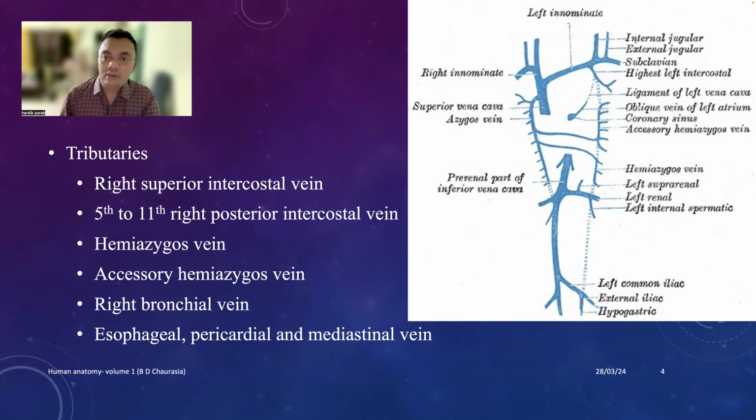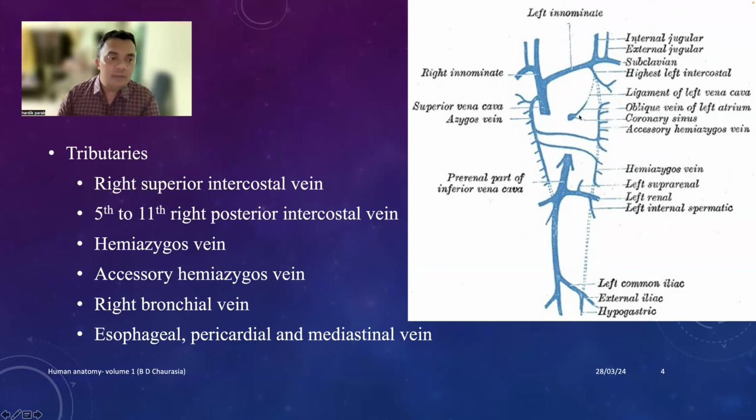We can see over here, this one is the azygos vein, this is the superior vena cava, this one is the inferior vena cava, and that is going to open into the right atrium. So between the superior vena cava and inferior vena cava, we will have this azygos vein.